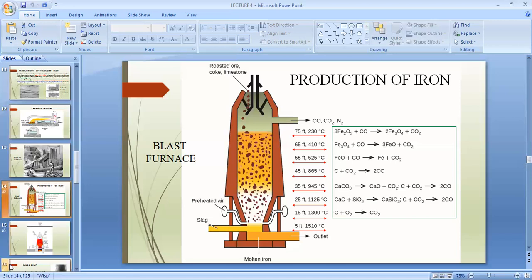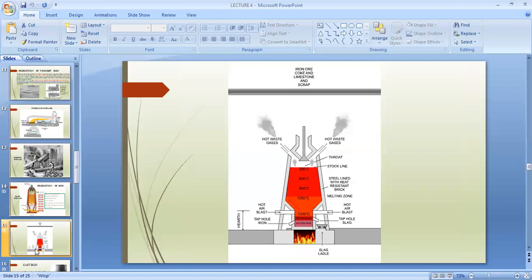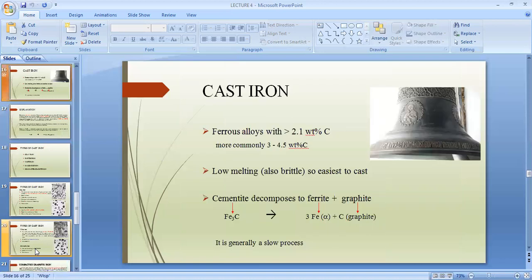Okay, now we go on with the blast furnace. These are some waste gases here, and the slag can be collected and the molten iron can be collected on the other side. So it's like this.